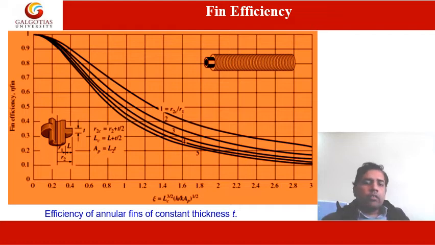Now, this is one more shape, for annular fins of constant thickness t. For four different types of dimension ratio, r2c upon r1, outside radius upon inside radius, as the ratio changes, this is how the efficiency of the fin varies.